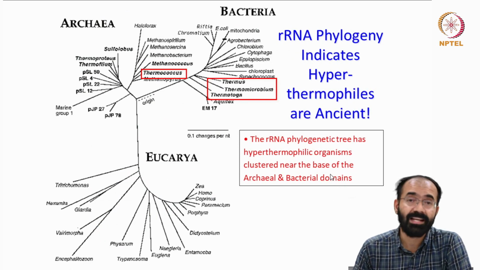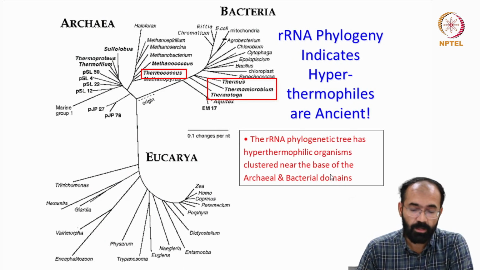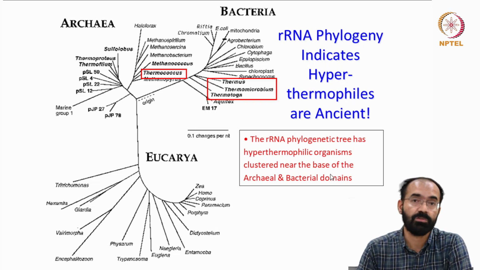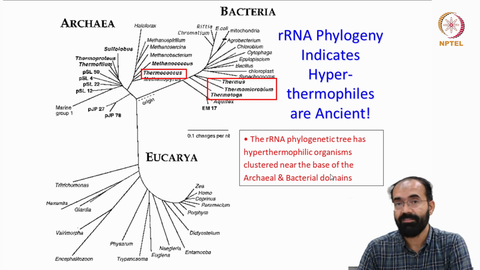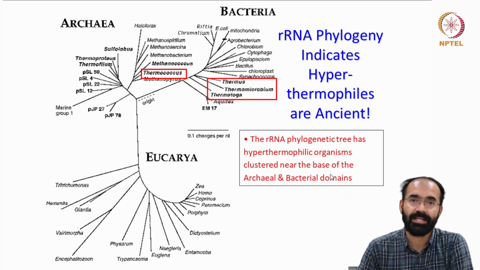So now, do we have other evidence? That is what we are looking for. Okay, we are saying that these molecules could have been found near the hydrothermal vents, volcanic environment, etc. But do we have any evidence? One such piece of evidence we can get is from ribosomal RNA phylogeny.